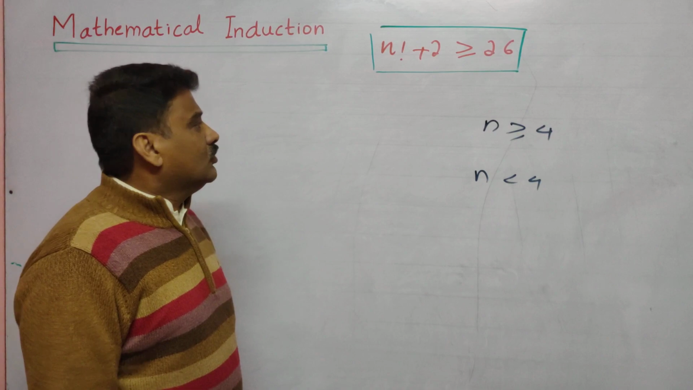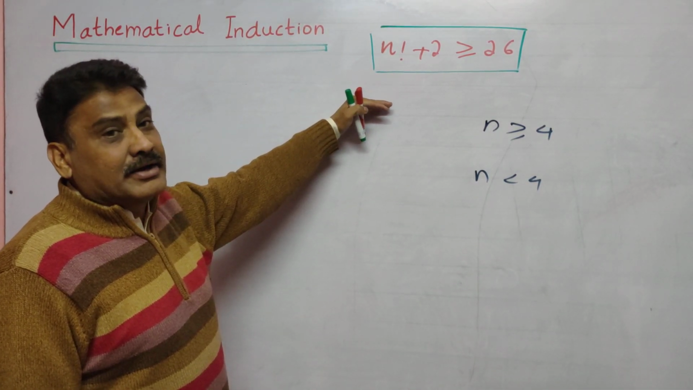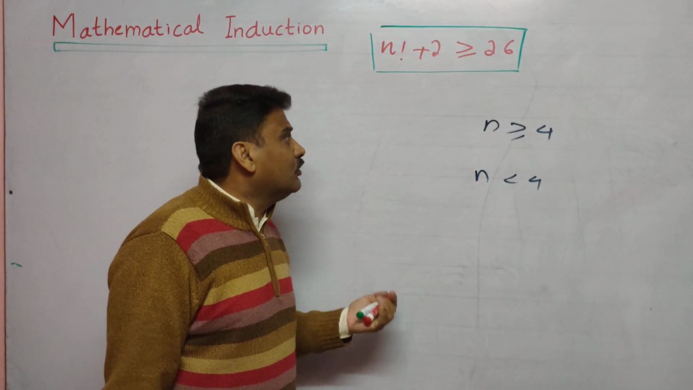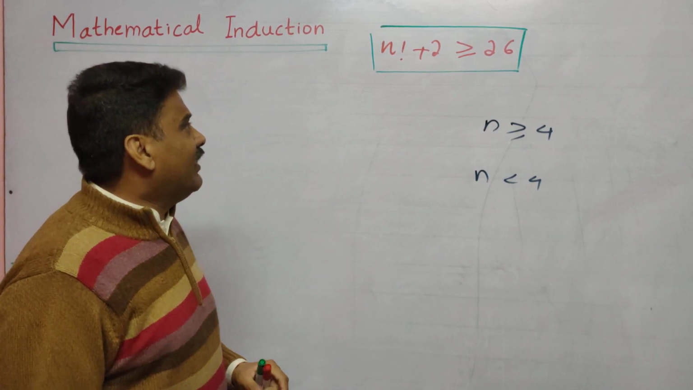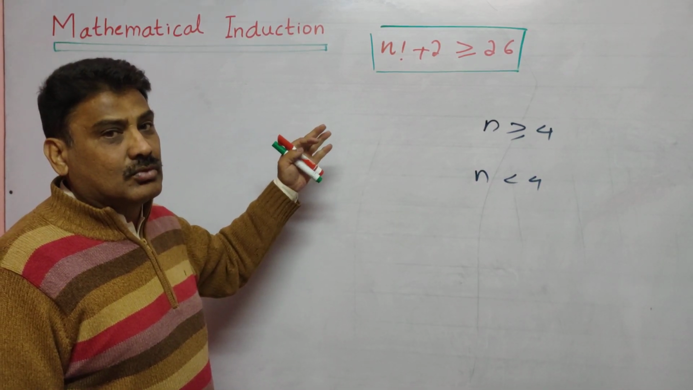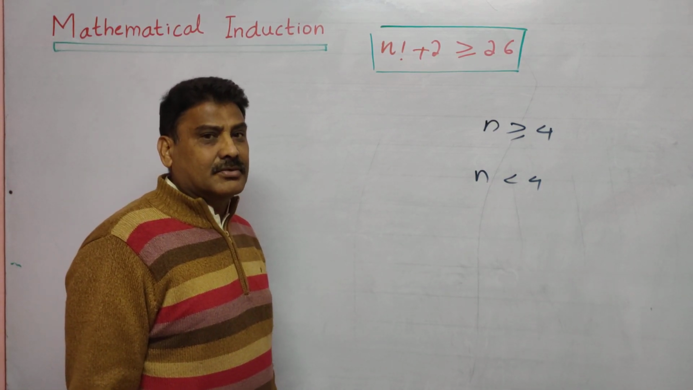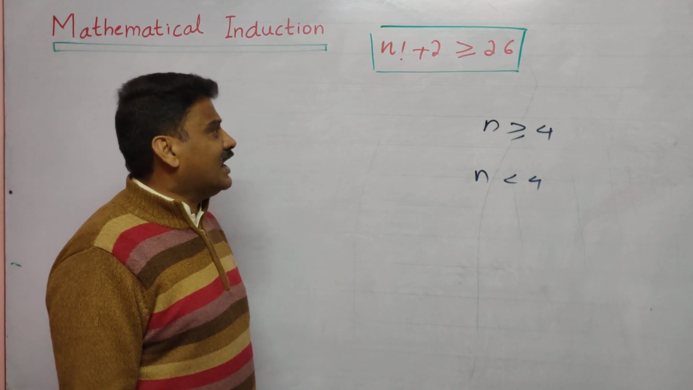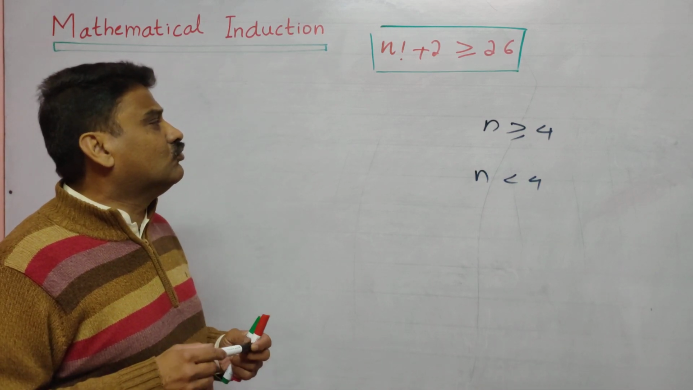So we cannot check any statement for each integer. In this way the process will be so long. So we apply mathematical induction to find whether a statement is true or not. In mathematical induction there are only 3 steps. In the first step, we have to prove that the statement is true for n equal to 1.